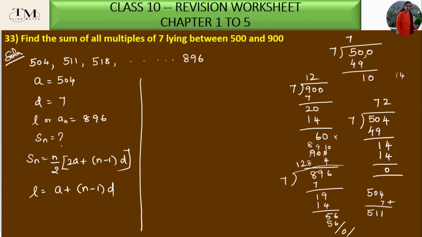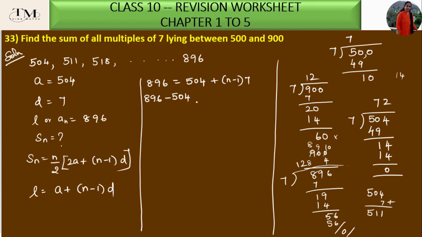So what is L? L is 896. A, what is A? It is 504 plus, we don't know n, n minus 1. What is D? It is 7. Now keep this 896 here. Bring the 504 towards the left. So plus 504 will become minus 504 equals n minus 1 into 7.